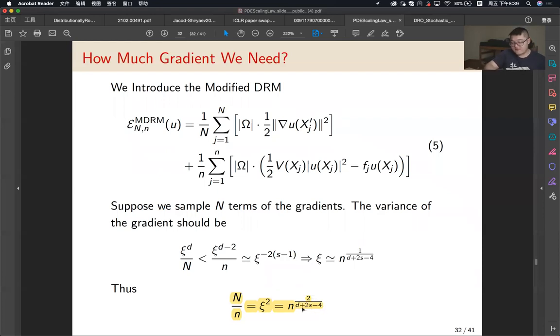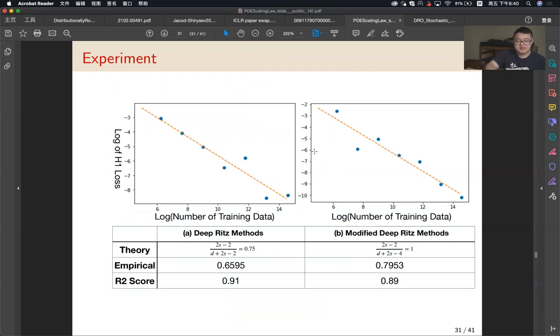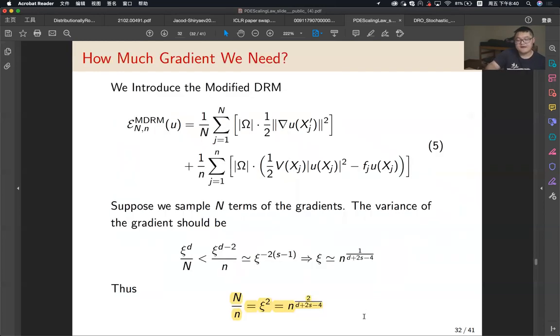So you can see that if you have a very large d or a large s, like a smooth function in high dimension, the value here is very, very small, because increasing both d and s will decrease the error. It is saying that big N and small n have an approximately linear relationship in high dimension. We also did this experiment here. The left-hand figure is the Deep Ritz method, and the right-hand figure is the modified Deep Ritz method. You can have better results and a faster convergence rate. This is the empirical convergence rate here. I don't know why it's a little bit slower than the theoretical result, but actually it's faster than 0.5, as the previous theory said.